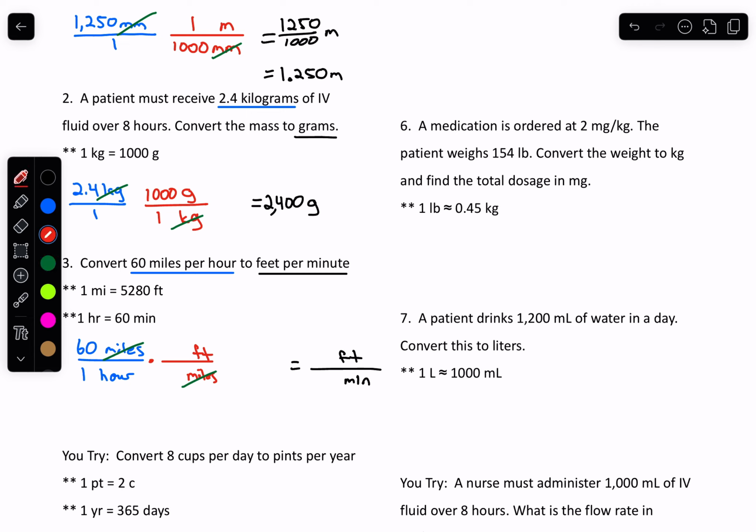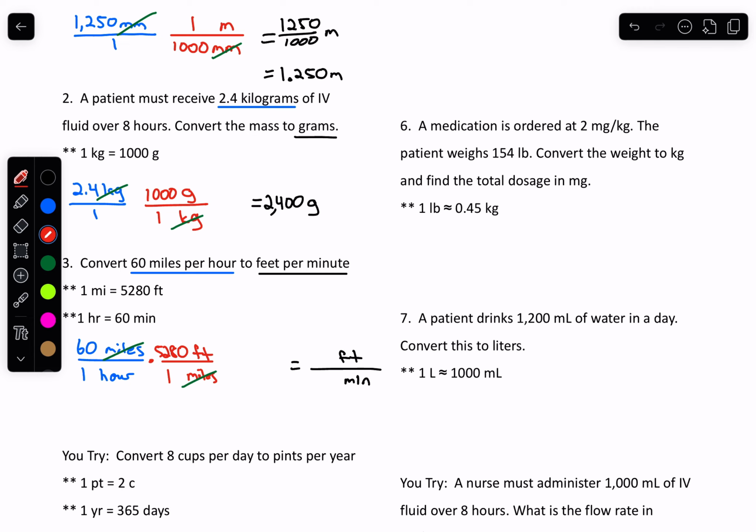Now, I need to put in the numbers. How many feet are equal to 1 mile? Well, I have the relationship there. 1 mile is 5,280 feet. So I just make sure that I put the 5,280 with the feet unit and the 1 with the mile unit. So I have a fraction that is worth 1. Top and bottom are equal.